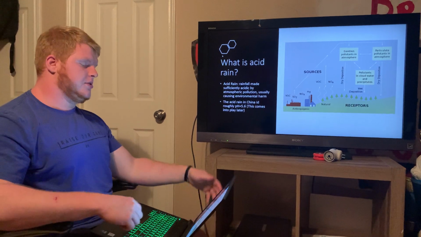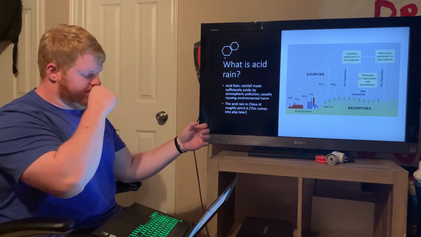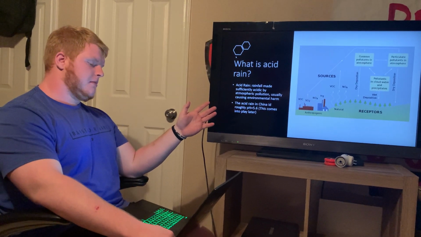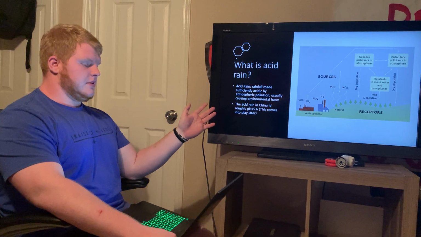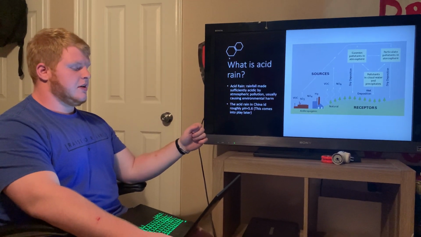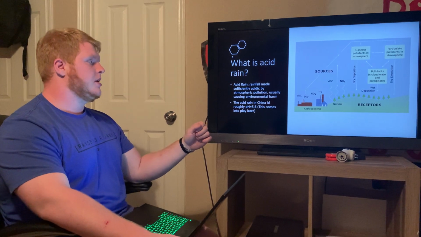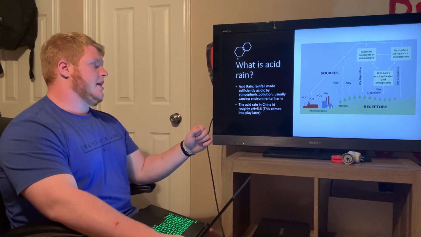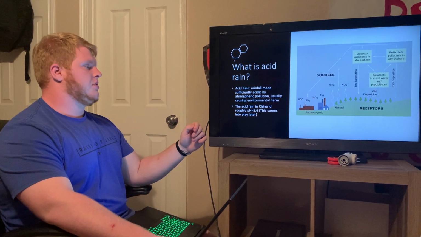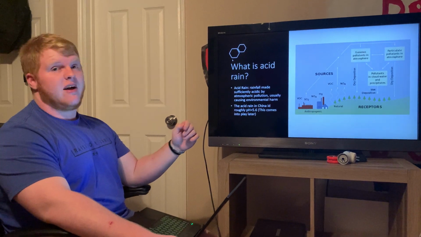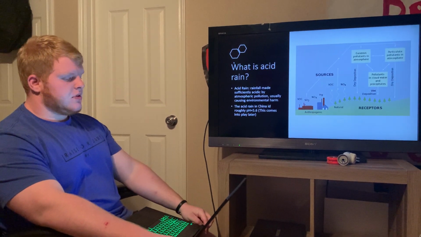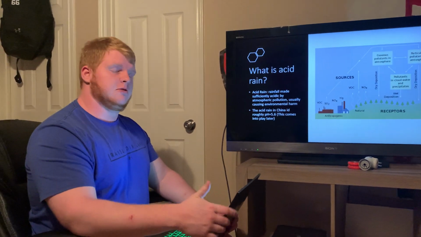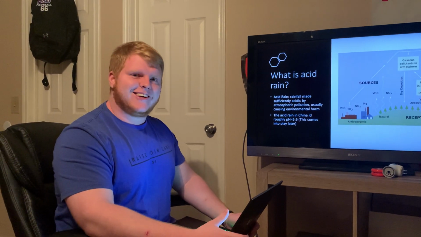Just to define acid rain as a baseline for info. Acid rain is rainfall made sufficiently acidic by atmospheric pollution, usually causing environmental harm. The acid rain in China is roughly a pH of 5.6. I know that seems like an obscure kind of fact to throw in there, but it comes into play later quite often.